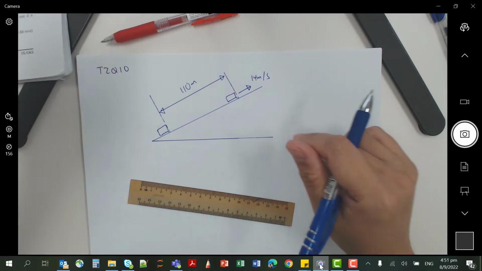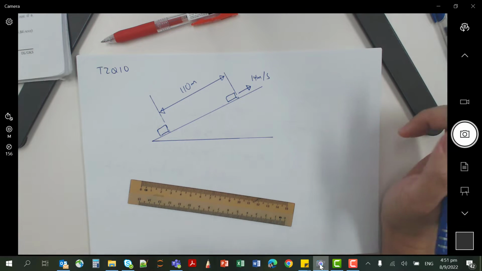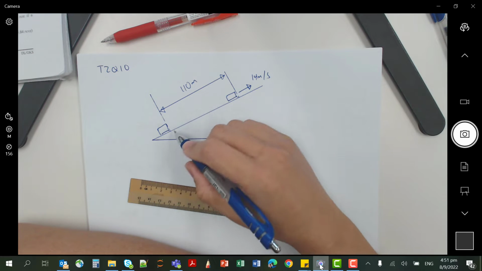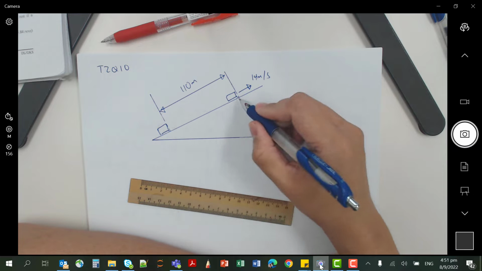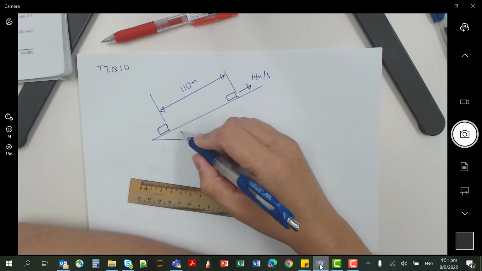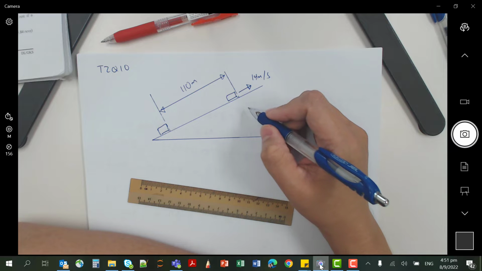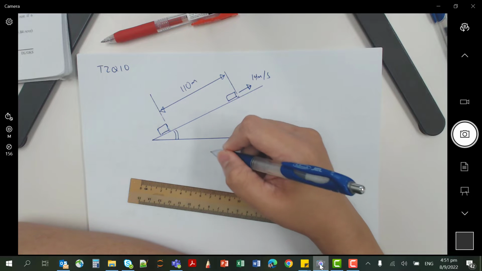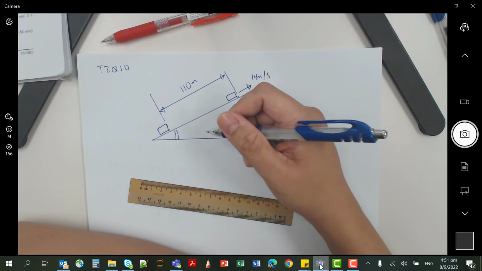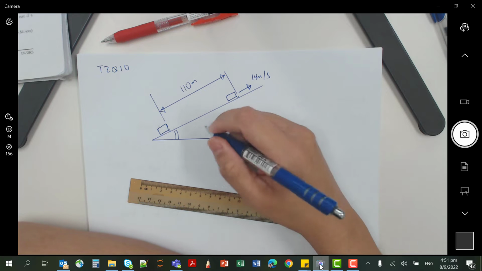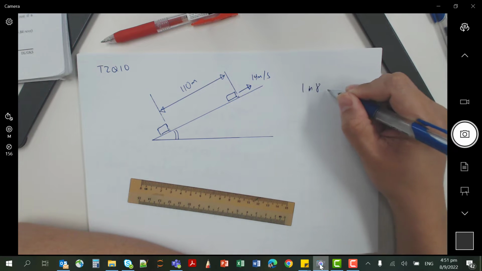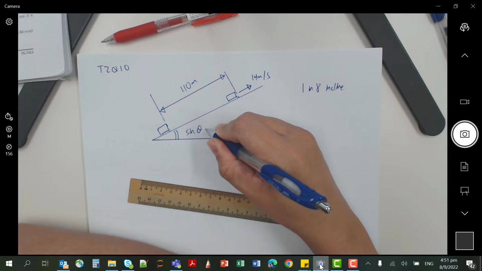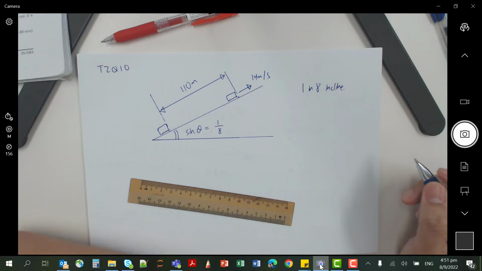So with this we can sketch out a diagram something like this. And what else is given to us? The distance it covers is the 110. So in this way, this is actually the hypotenuse of a right angle triangle, and the angle itself, you can get the clue from the incline of 1 in 8. 1 in 8 incline means that sine theta is equal to 1 over 8.